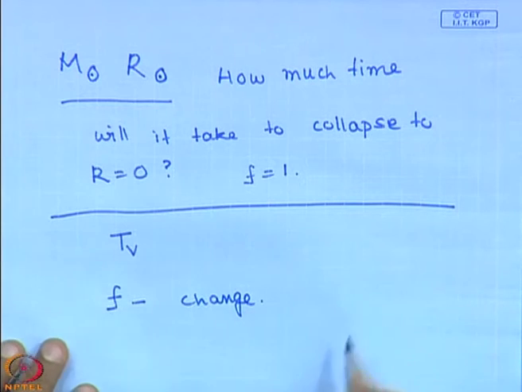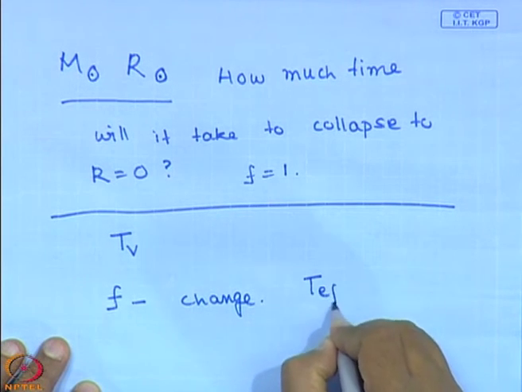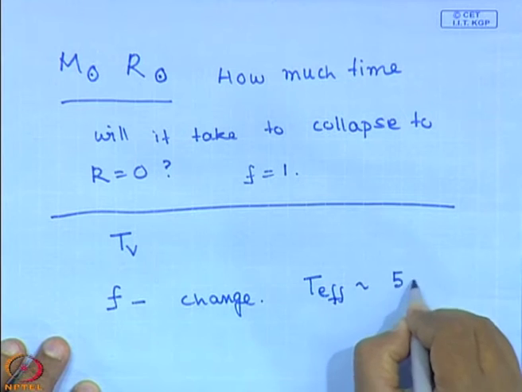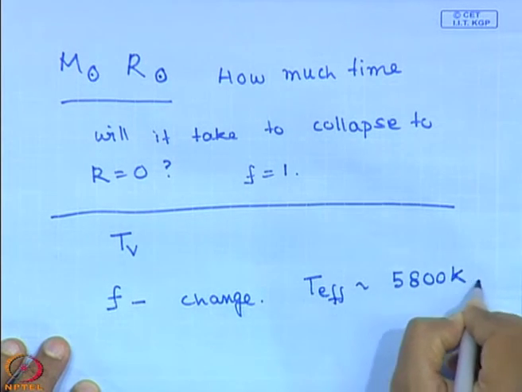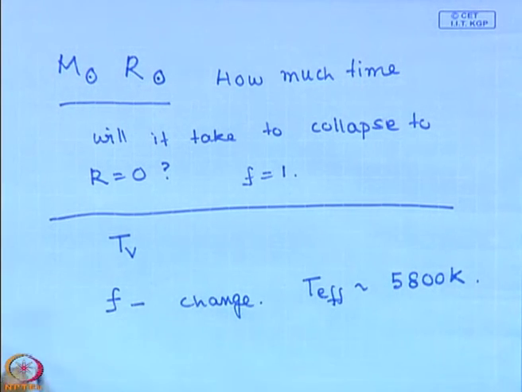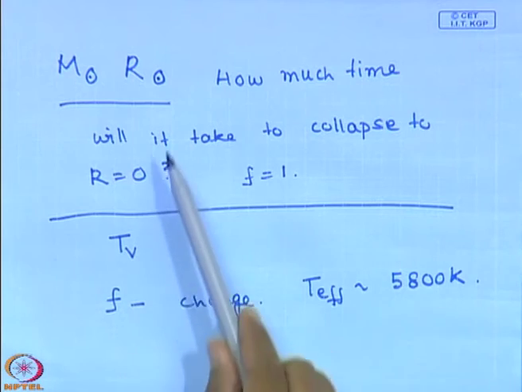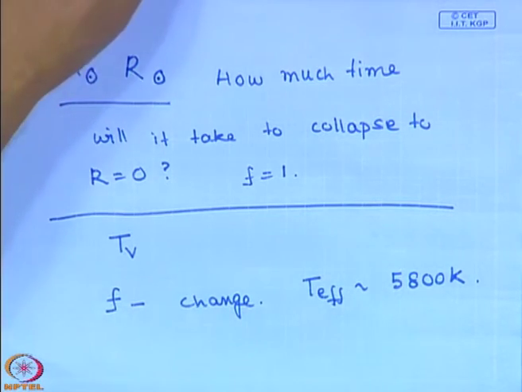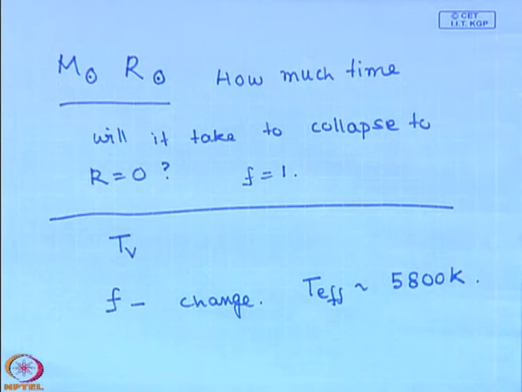So, change f so that the effective temperature comes out comparable to 5800 Kelvin, which we know to be the surface temperature of the sun. And again estimate the time it would take to collapse. So, these are parts of the problem that I leave for you to work out. I have done a part of the problem, I leave the rest for you. You have to essentially put in numerical values and go through this exercise. I hope the problem is clear.